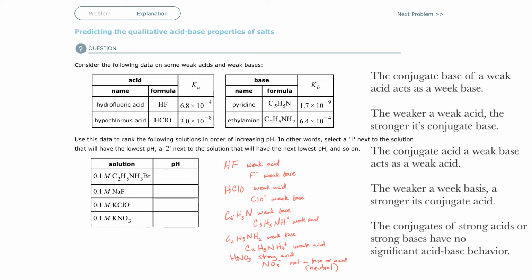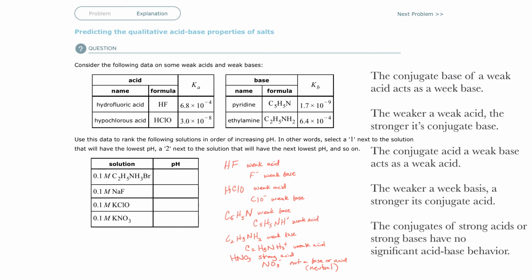They didn't break apart. They kept together. So you're looking for low numbers here. And I have them. You've got hydrofluoric acid, 6.8 times 10 to the negative 4. So that's showing it's a weak acid. 3 times 10 to the negative 8, that's a weak acid.